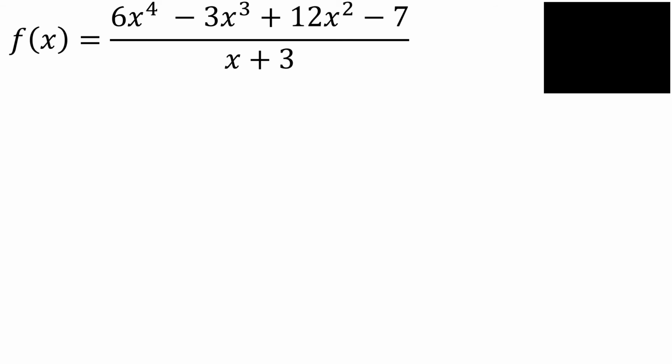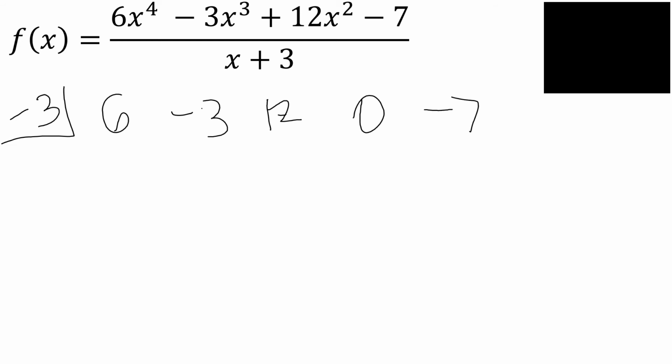Okay, so we're dividing another polynomial, and again we know that it is synthetic because our denominator is x plus or minus some number. Our 0 term this time we're going to do in our heads. X plus 3, our 0 then needs to be negative 3. And we're going to write out our constants. We have 6x to the 4th minus 3x cubed plus 12x squared plus 0x minus 7.